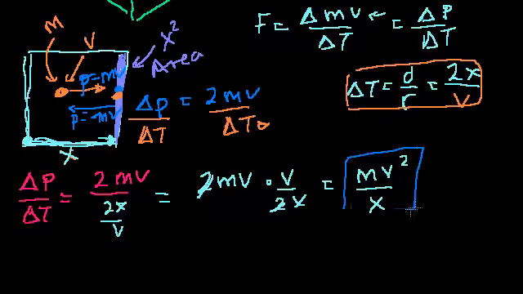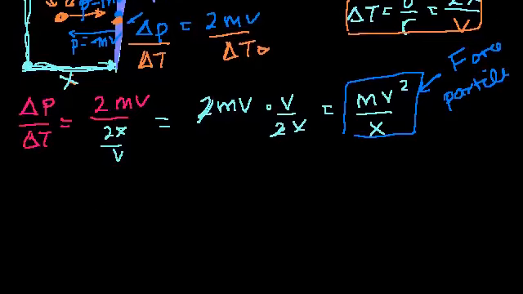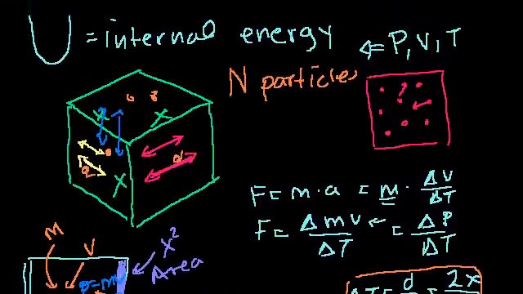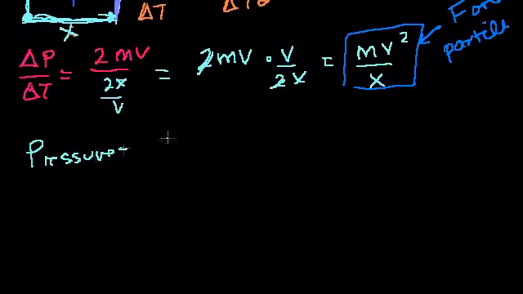Now, this is the force being applied by one particle. Is this force from one particle on this wall? Force from particle. Now, what was the area? We care about the pressure, right? The pressure, we wrote it up here, right? We wrote the pressure is equal to the force per area. So this is the force of that particle. So that's mv squared over x divided by the area of the wall.